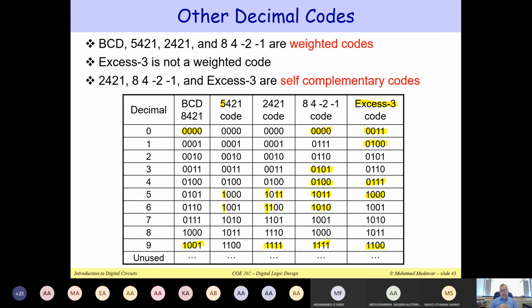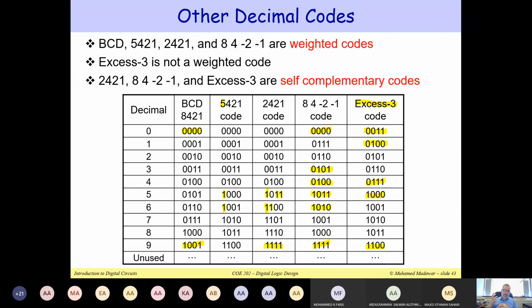They can mean anything. We use bits to represent integers, we use bits to represent fractions, we use bits to represent negative numbers. I'll talk about negative numbers later. We use bits to represent characters, colors, and so on. So the software gives a meaning to these bits. I'm just giving you an idea here of how you can code the decimal digits in binary.